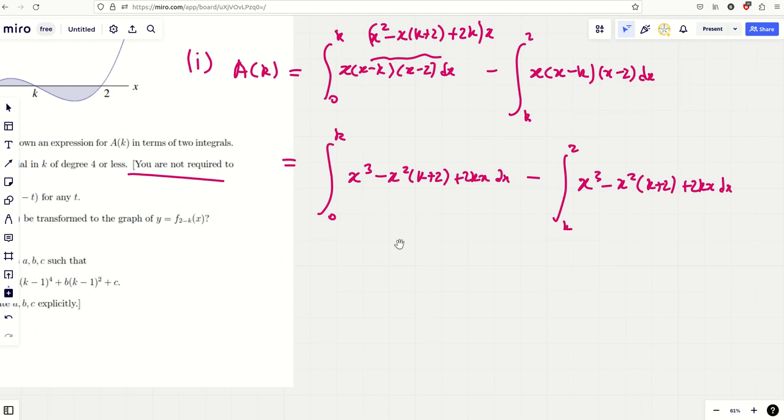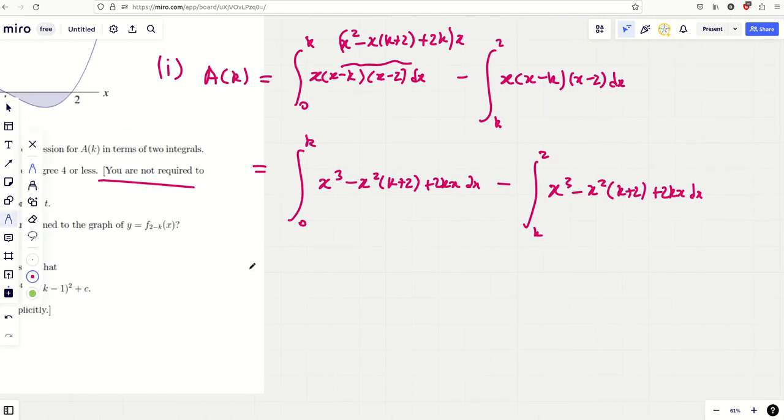I've seen A-level questions where exactly the same thing happens, where they say, oh, you don't have to do this, but they do accept it if you do it, and it's actually easy enough just to crank through the algebra and do it. It's not that onerous, really.